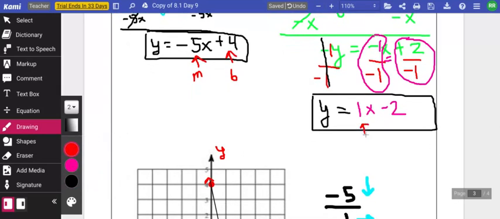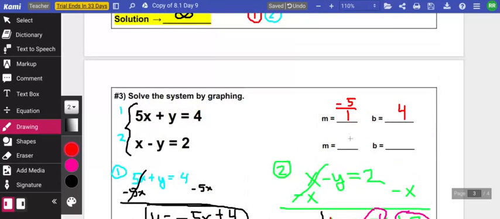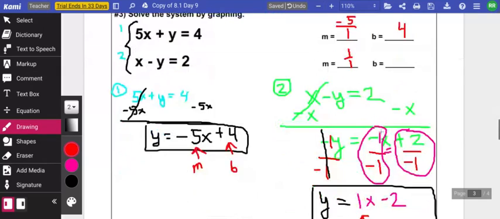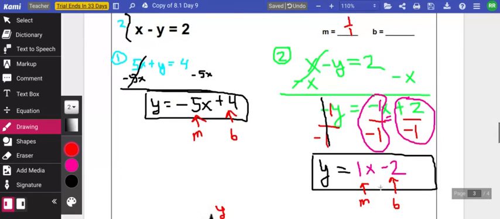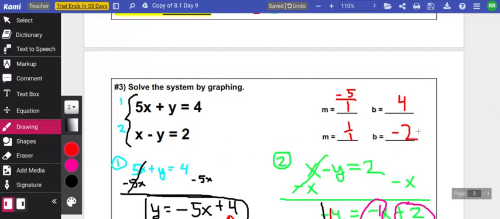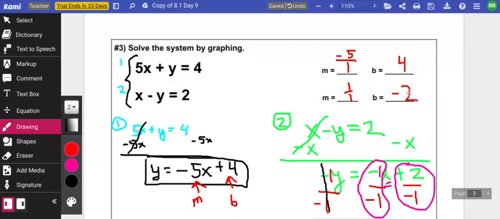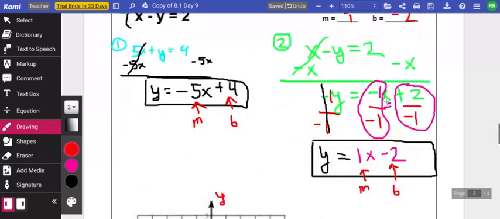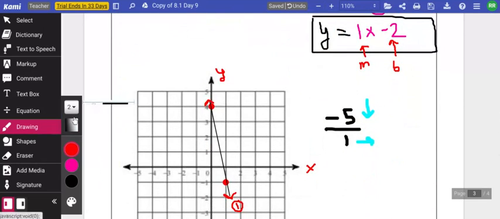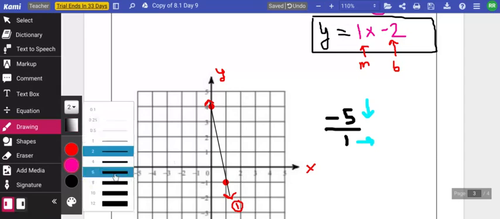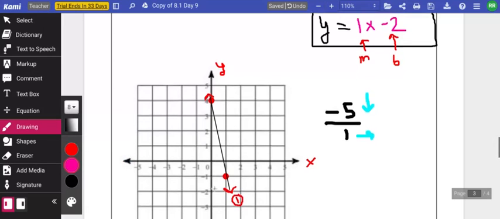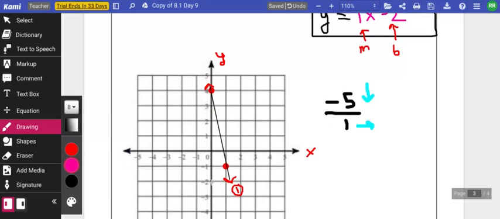This is m right here, the number in front of x. That's 1 or 1 over 1, right? And then b is this term. The constant term is negative 2. So b is negative 2. So if we go to graph this, I begin at b. I begin at negative 2, of course, on the y-axis. So that's where I will begin. I begin at negative 2 right here.